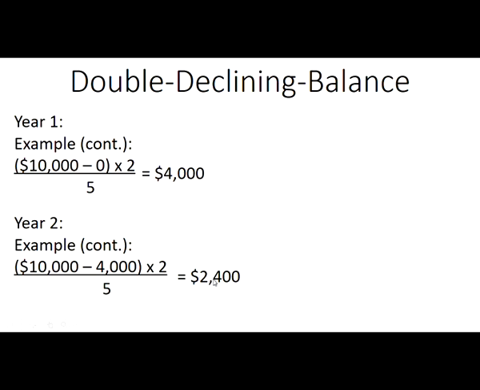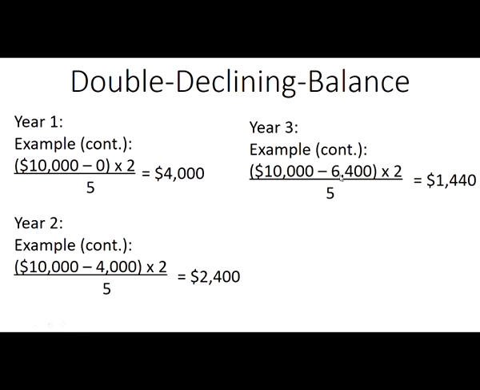No, you don't do that. You use the sum of all the previous depreciation. We did that in year 1 with 0, and then in year 2 was here. So in year 3, I'm going to use the sum of this and this, giving me $6,400. So in year 3, it's $10,000 minus $6,400 times 2 over 5, giving me depreciation of $1,440.